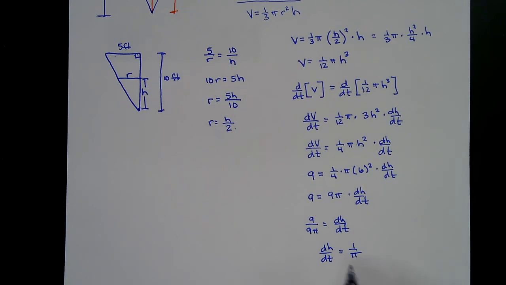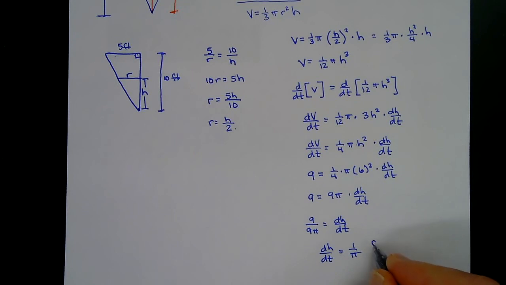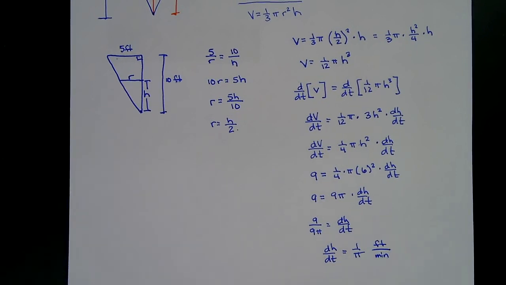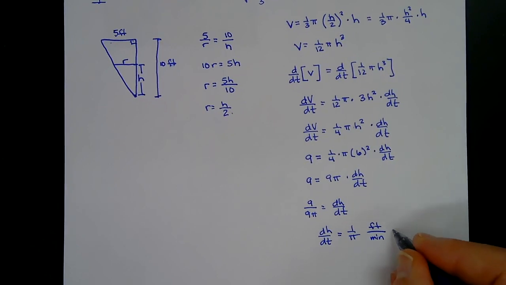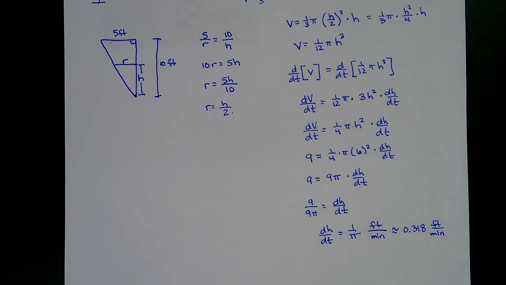Now, what are the units on this? Well, height is a length unit, and all of our lengths are being measured in feet. So this would be feet per, and then the time unit we're using is minute. Now, if we put that into a calculator, and I've already done it, it turns out to be 0.318 feet per minute. So that means when the height of the water is 6 feet, the height is increasing 0.318 feet every minute.